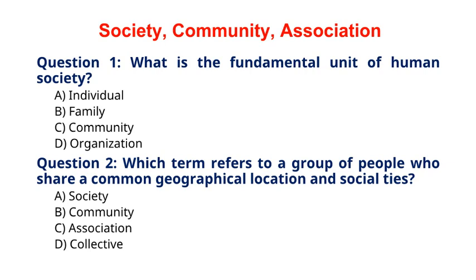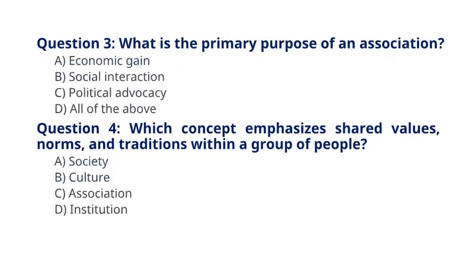Question 2. Which term refers to a group of people who share a common geographical location and social ties? A. Society. B. Community. C. Association. D. Collective. The correct answer for question 2 is option B. Community.